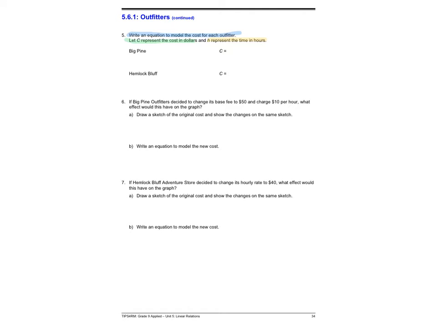Well, for Big Pine, our sheet says that Big Pine Outfitters charges a base fee of $40 and $10 per hour of use. Okay, and so I've just put down our base fee of $40 and $10 per hour of use so that we have it on our screen. So we're looking to make an equation that shows the cost. Okay, and we need to represent the hours using the letter H.